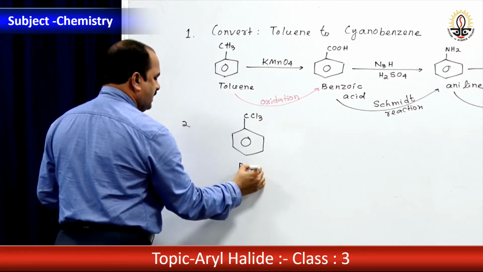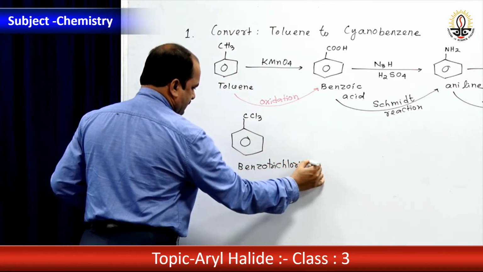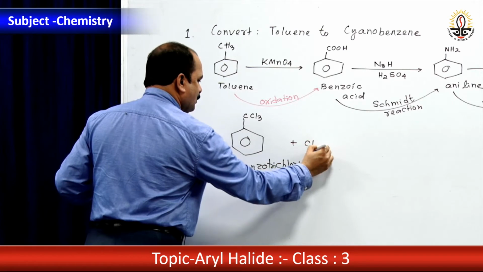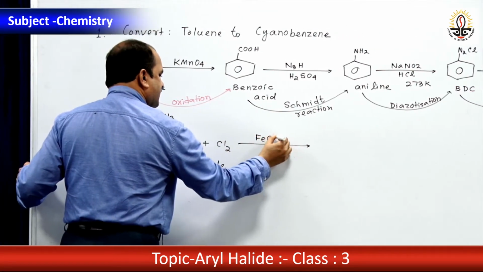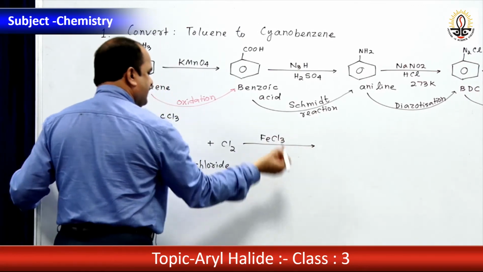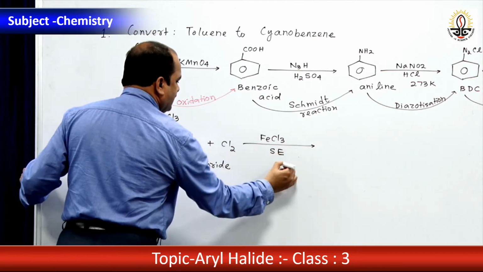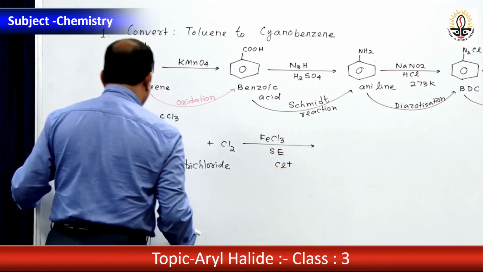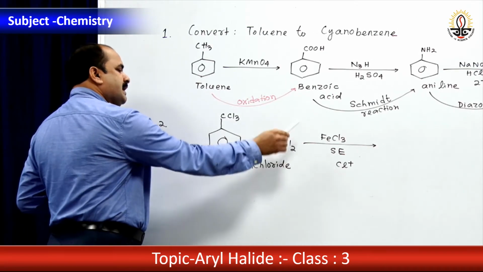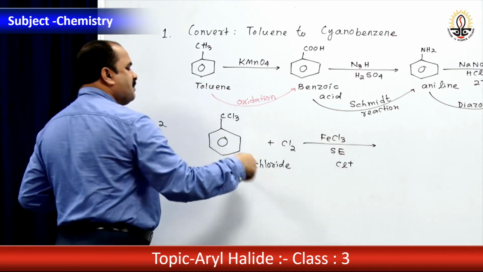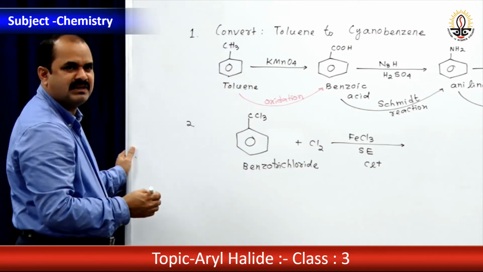Benzotrichloride, C6H5CCl3, plus Cl2 in presence of FeCl3, a Lewis acid or halogen carrier. It indicates the reaction is an electrophilic substitution reaction. The electrophile is Cl plus, chloronium ion. So what happens when benzotrichloride reacts with chlorine in presence of ferric chloride? What happens when benzotrichloride undergoes electrophilic substitution reaction?